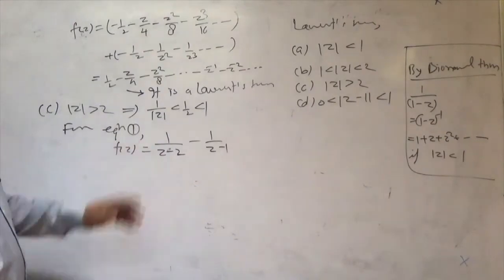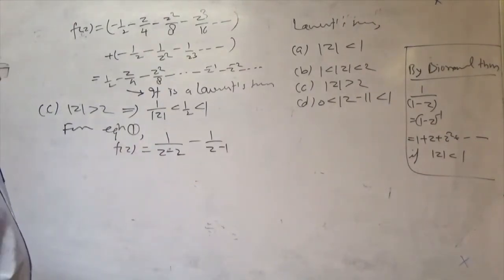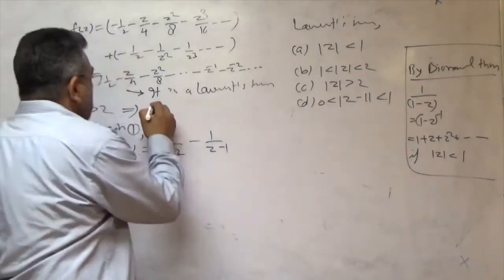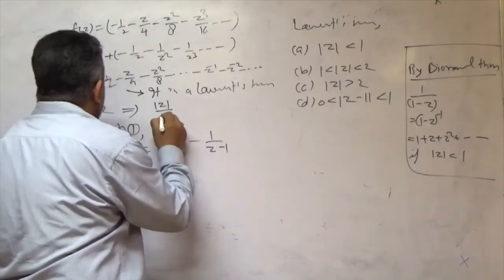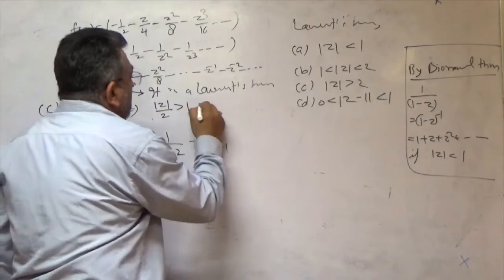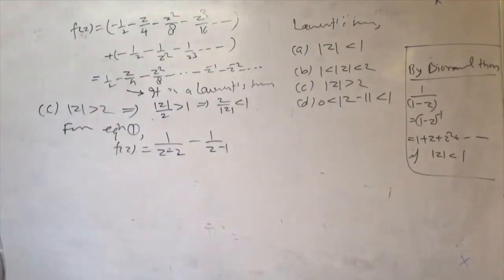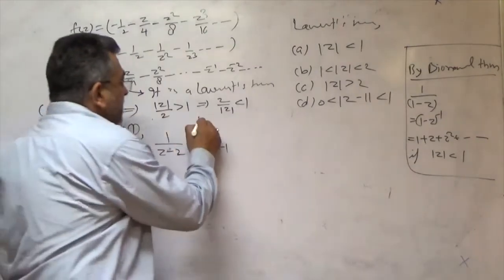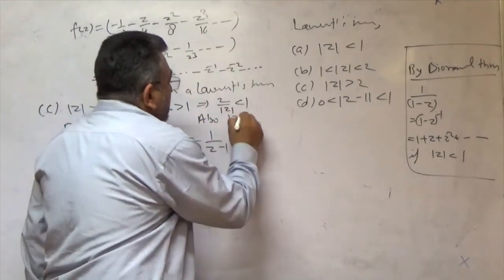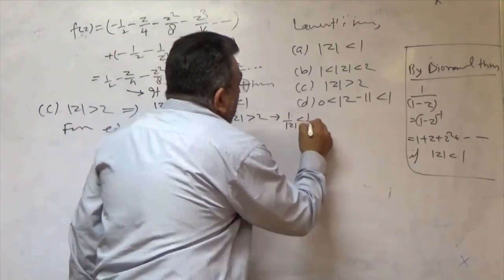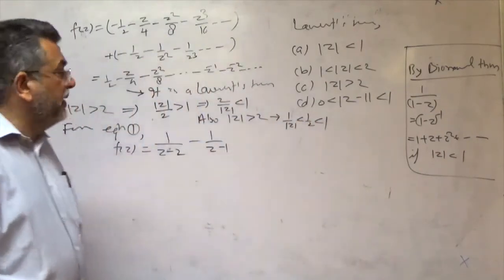This expression, mod z is 2, you can say in other way, mod z by 2 is greater than 1, that means 2 upon mod z is less than 1. And also, first case, mod z is greater than 2, then 1 upon mod z is less than 1 by 2, less than 1. Both.